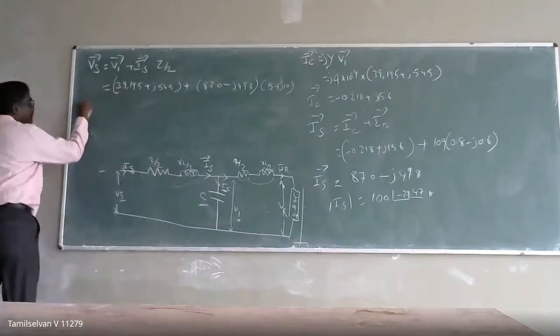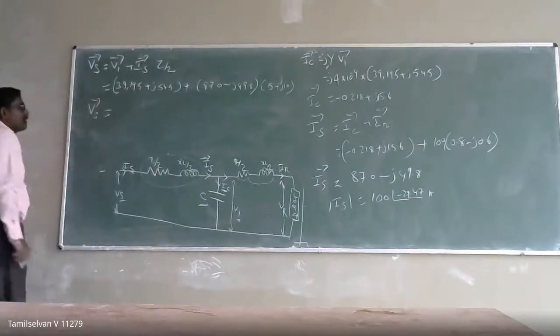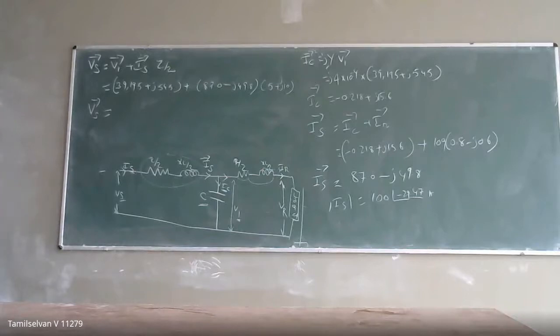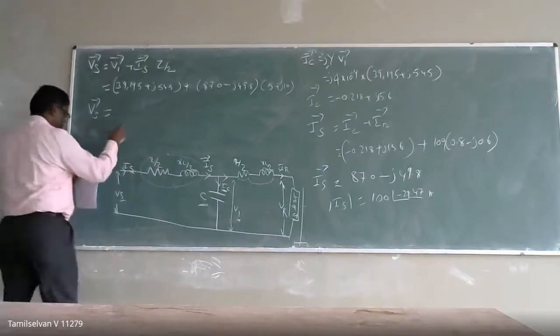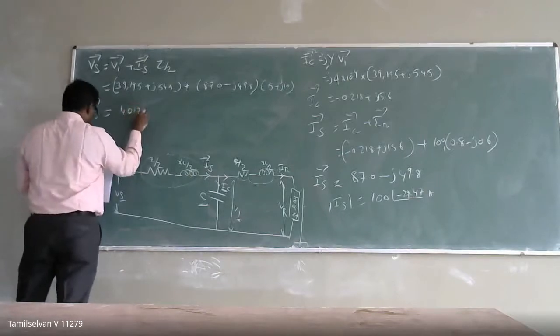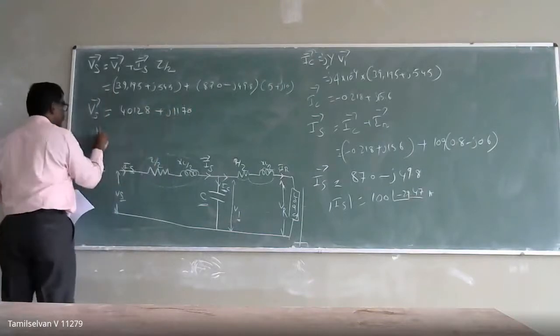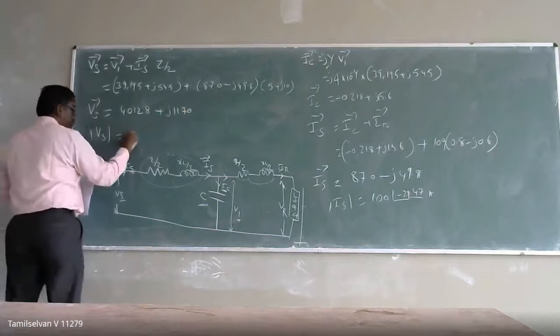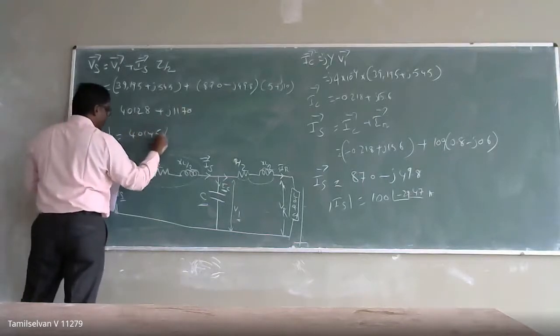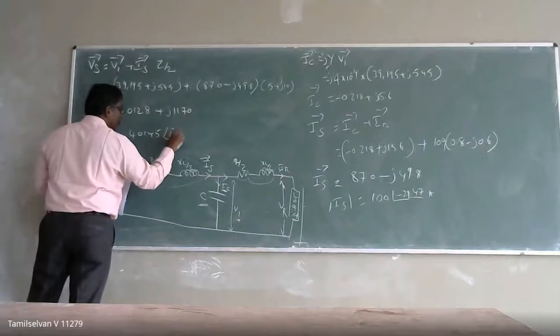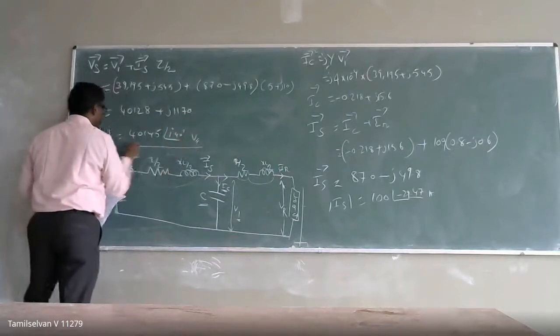And half impedance value is going to be 5 plus j10. If you simplify, using the complex mode in your calculator, you will get the answer Is Vs vector. It means the sending end voltage. You will get 40,128 plus j1170. The magnitude alone of Vs is 40,145 angle 1 degree 40 minutes. That is the voltage.